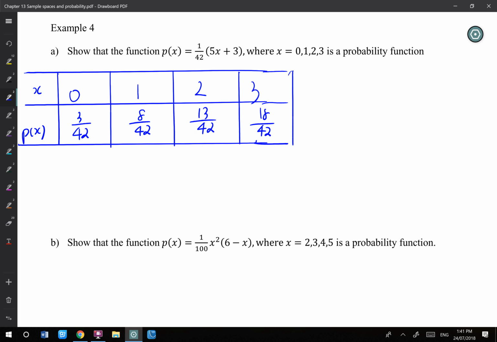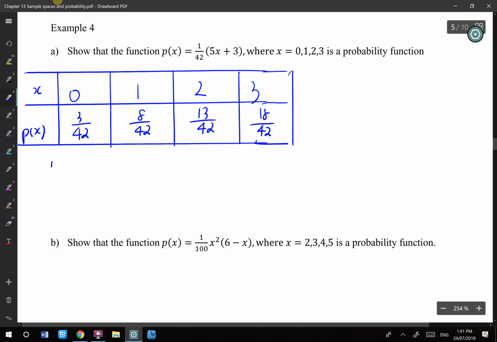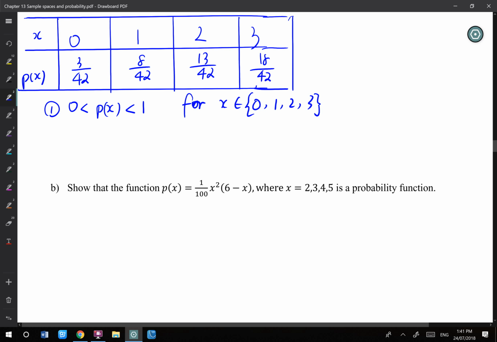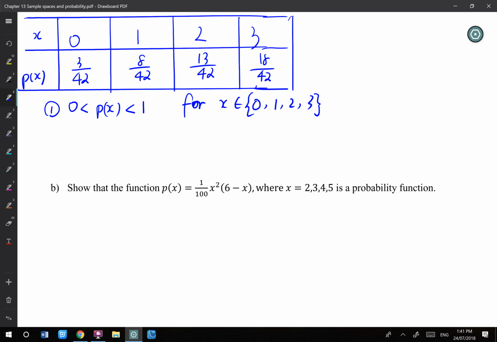Okay, so after you set up the table, what you can say is, first, p(x) is in between 0 to 1 for x belongs to 0, 1, 2, and 3. That's the first condition. All the probabilities need to be in between 0 to 1. Or there's another way to write this.